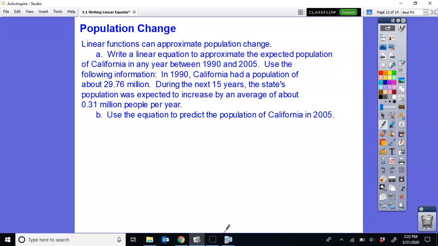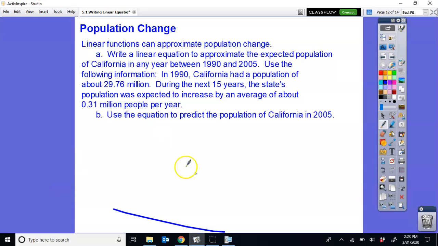It says linear functions can approximate population change. And those of you who found out that population can also be approximated by that exponential function you saw about and read about would realize, hopefully, that that's usually the thing we use for population. But linear functions can be used to approximate it.